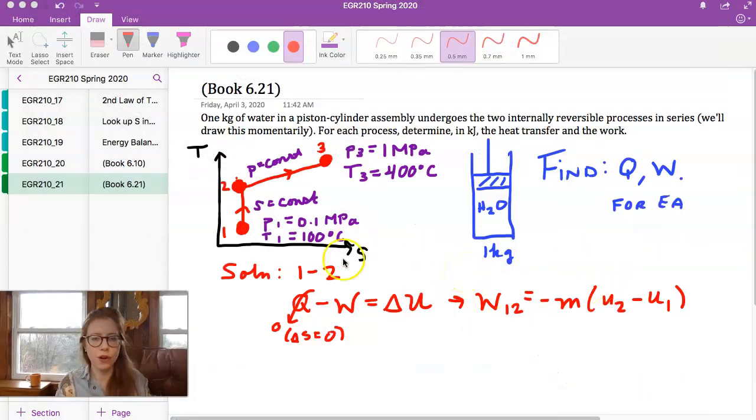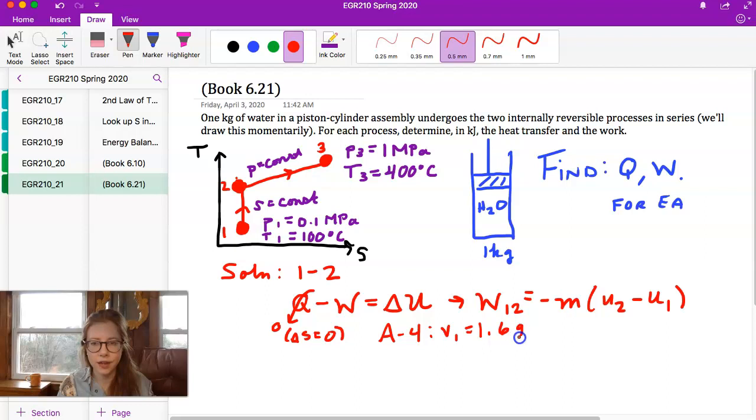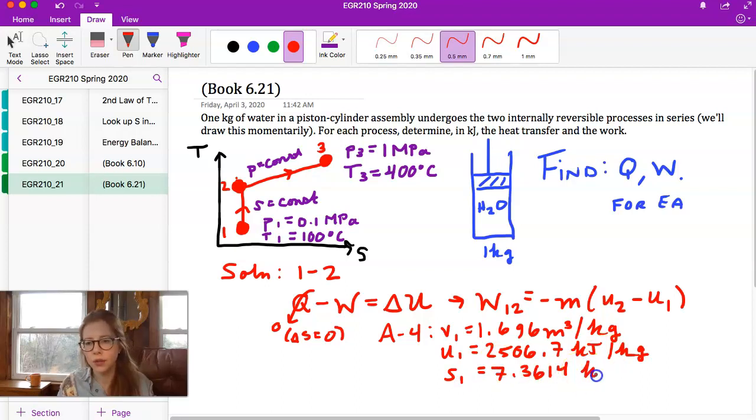So from A4, we get that V1 is 1.696 meters cubed per kilogram. We get that U1 is going to be 2506.7 kilojoules per kilogram. And we get that S1 is going to be 7.3614 kilojoules per kilogram Kelvin.